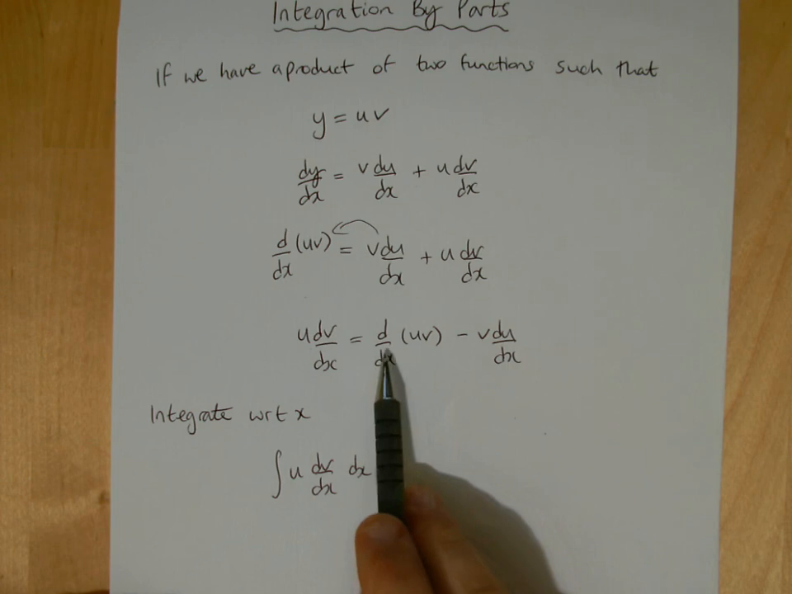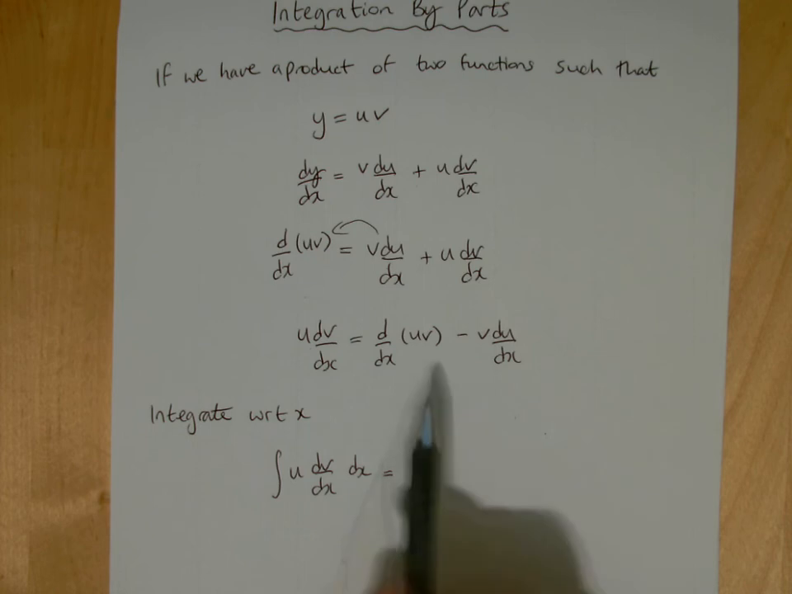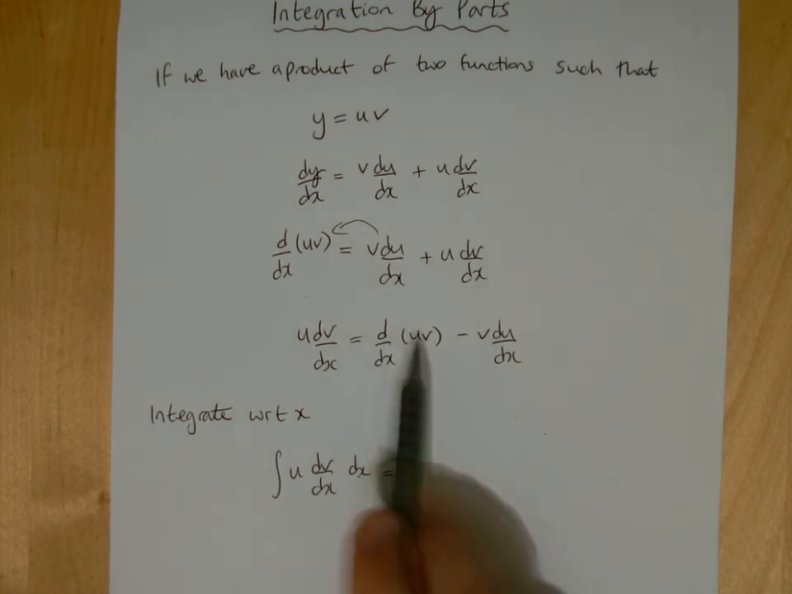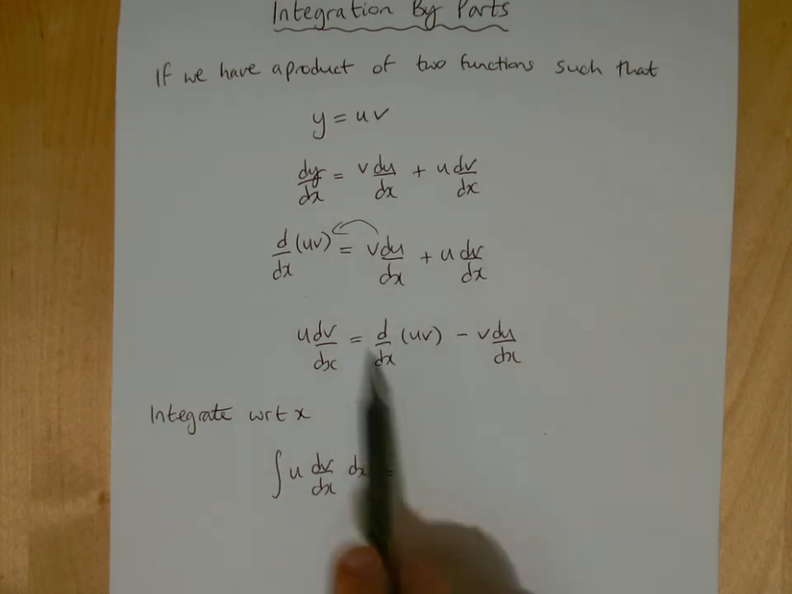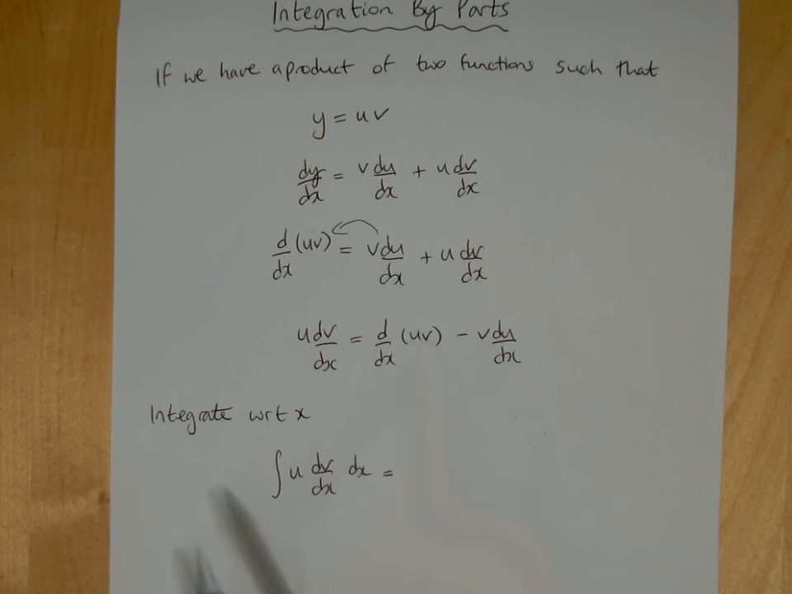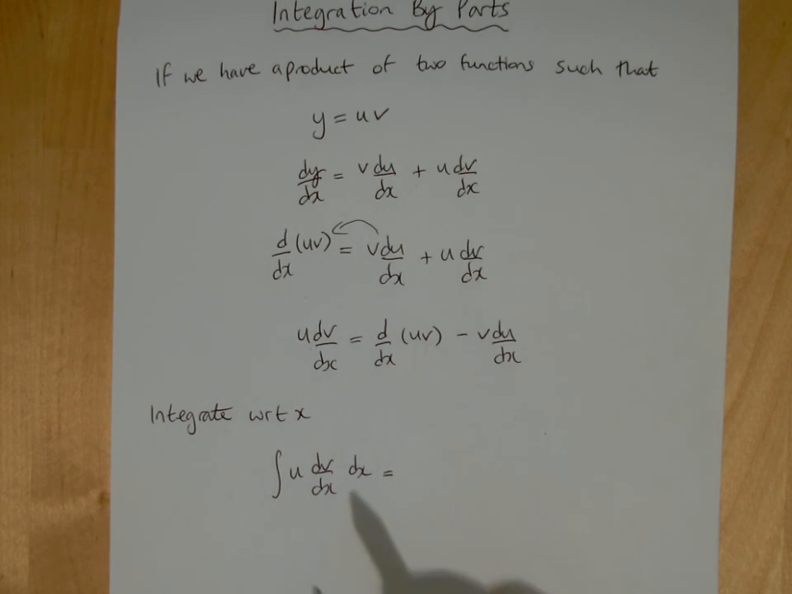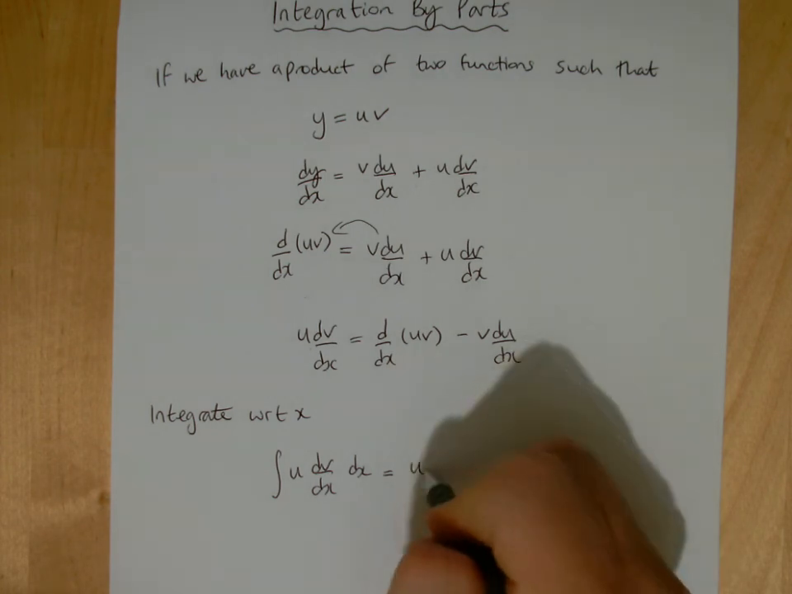Now something interesting happens here, if you think about it. If I differentiate this with respect to x, think about what I end up with. Well, this just means d by dx of uv, the derivative of uv. So what happens when I integrate the derivative of uv? Well, I just get back to uv, don't I?